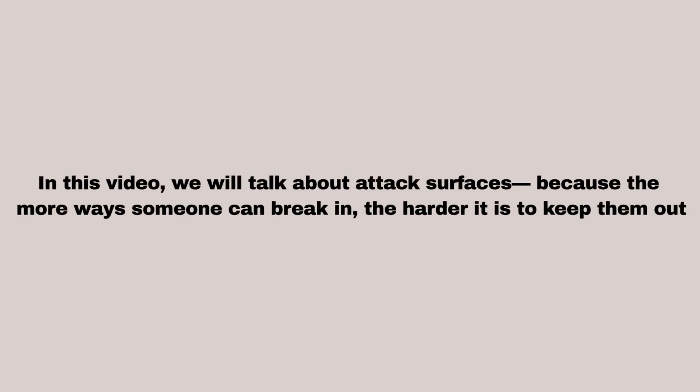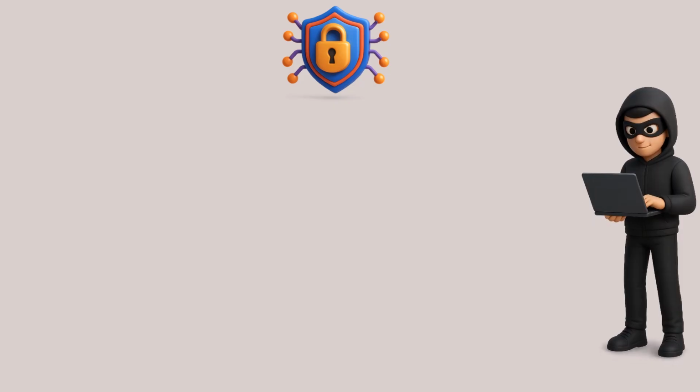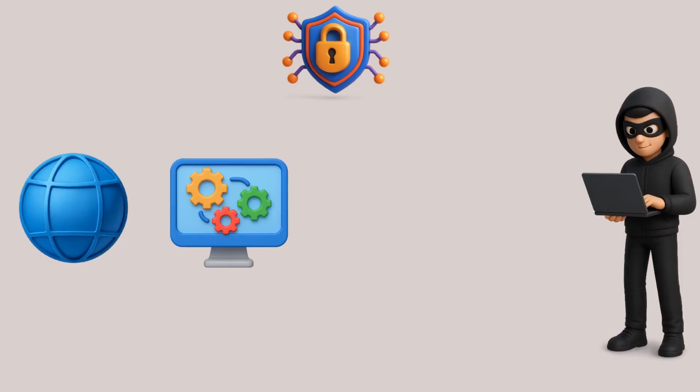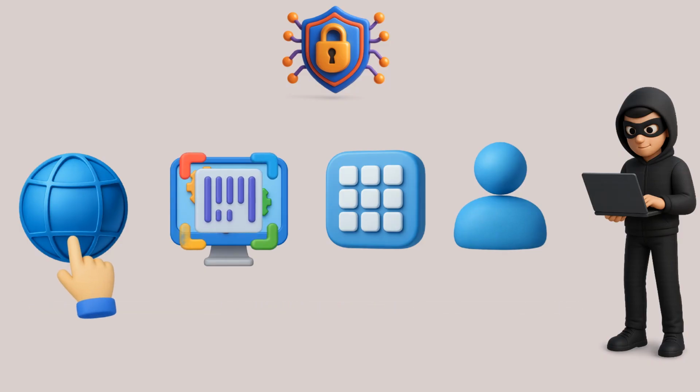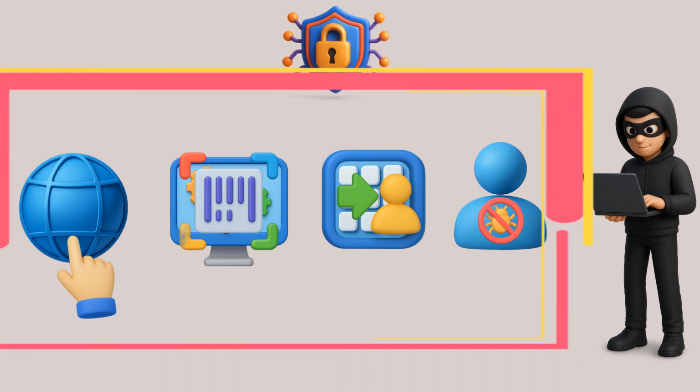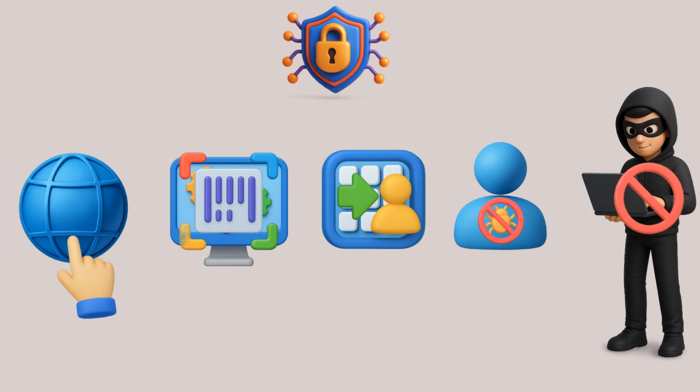In this video, we will talk about attack surfaces, because the more ways someone can break in, the harder it is to keep them out. In cybersecurity, your attack surface is made up of every way a threat actor can try to get access to your network, systems, apps, or users. If it can be touched, scanned, logged into, or exploited, it's part of the attack surface. Our job? Shrink that surface as much as possible and block the paths attackers use to get in.